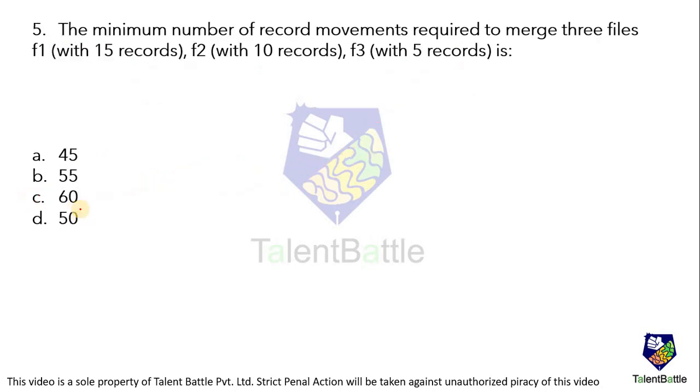And then the last question. The minimum number of record movements required to merge 3 files, that is F1 which is having 15 records, F2 which is having 10 records, and F3 which is having 5 records, is what? Now this question is related to the optimal merge pattern algorithm, related to the greedy algorithm. If you know this algorithm, then you can easily solve this question.